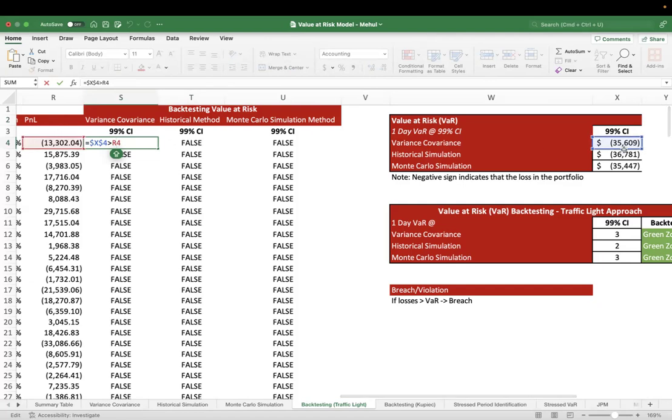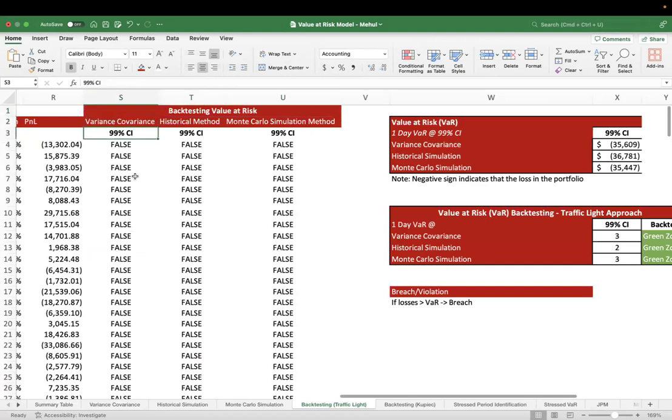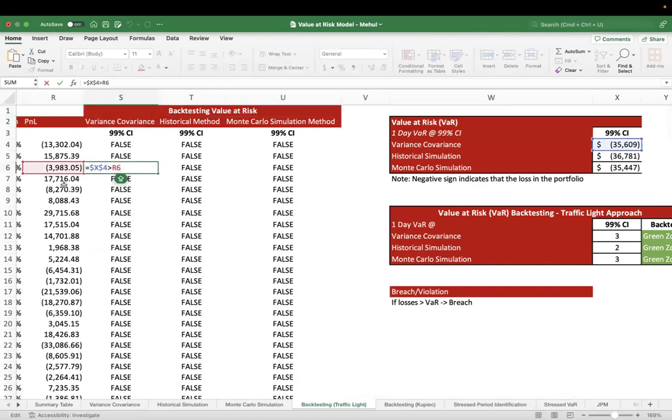is greater than the value at risk number, so we'll use this formula all over. If you see, only this number is being dragged down, but the value at risk number is constant. It will always remain constant. So what we are checking is whether the loss is greater than the value at risk number or not, and accordingly we are assigning yes or no.